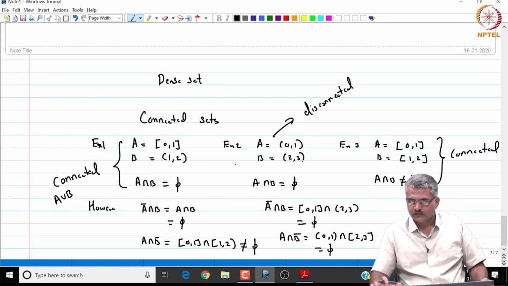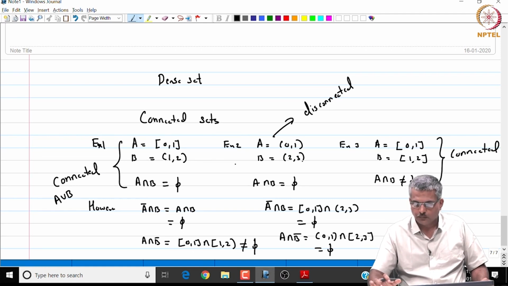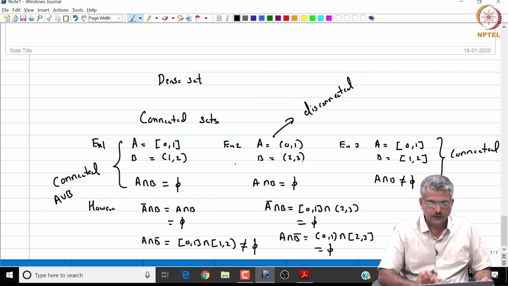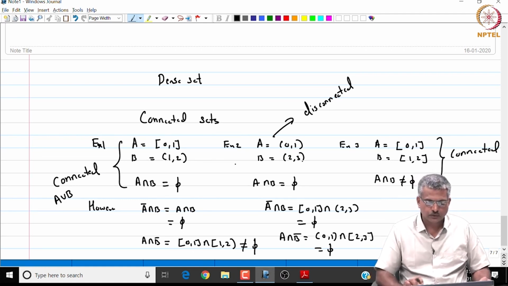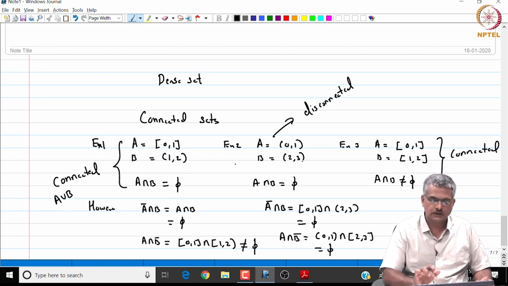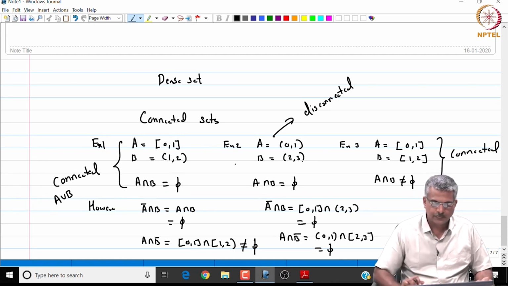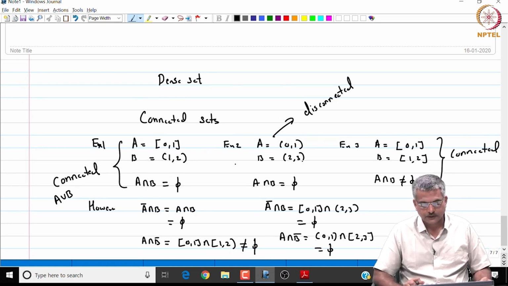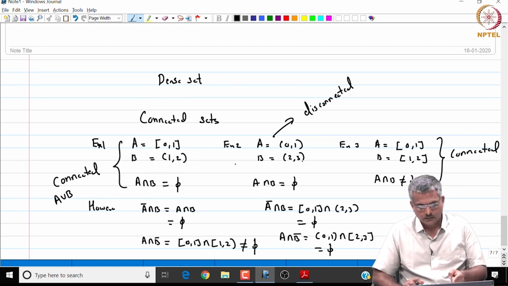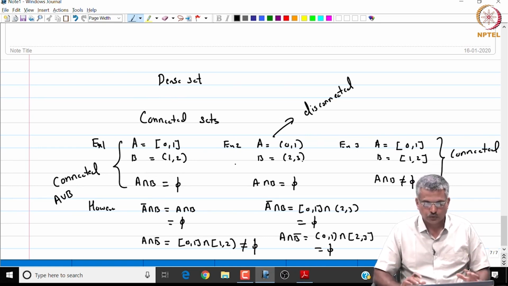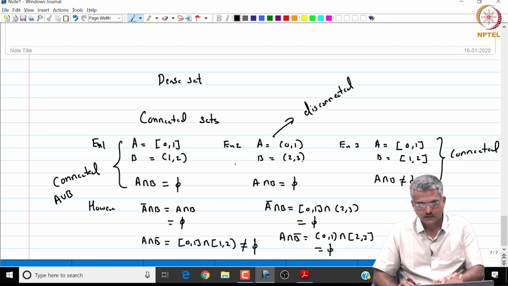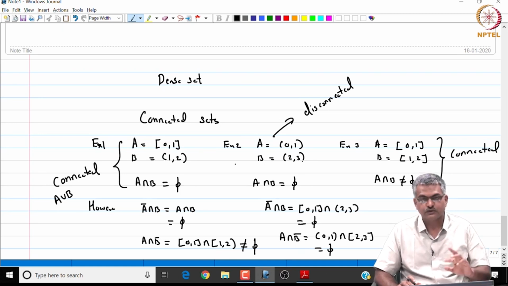Here things are a little obvious because both have a common point 1, but in example 1 things were not very obvious because 1 is not common to both: in one of them 1 is a boundary point, whereas in the other it is an interior point, right. But by our notion, connected means that one of the sets should contain the closure of the other set, and so also the other way, right.